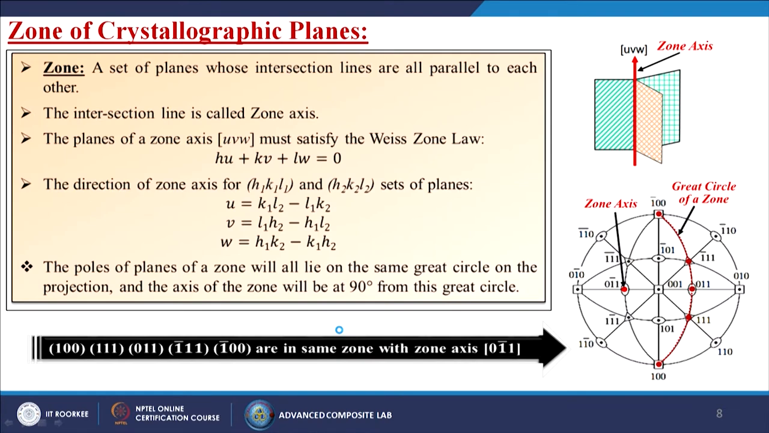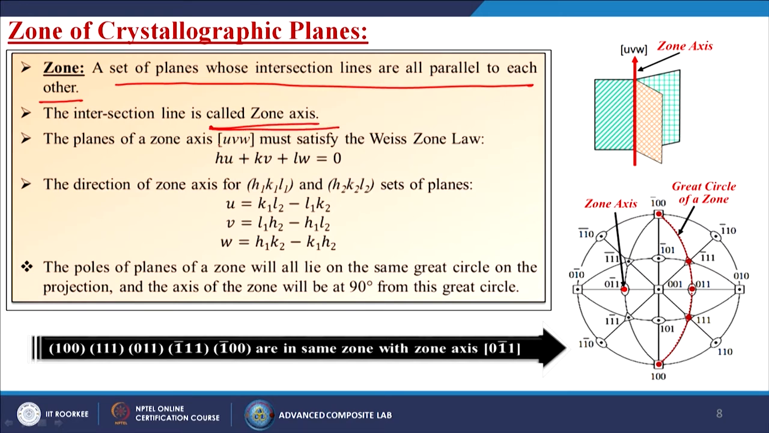So now we are going to discuss about the zone of crystallographic planes. So what is zone? Zone is nothing but a set of planes whose intersection lines are all parallel to each other. So in this case we are having different planes over there. So intersection lines, so this is known as the zone axis, which is generally denoted by U, V, W or maybe some other planes. So the intersection line is called the zone axis.